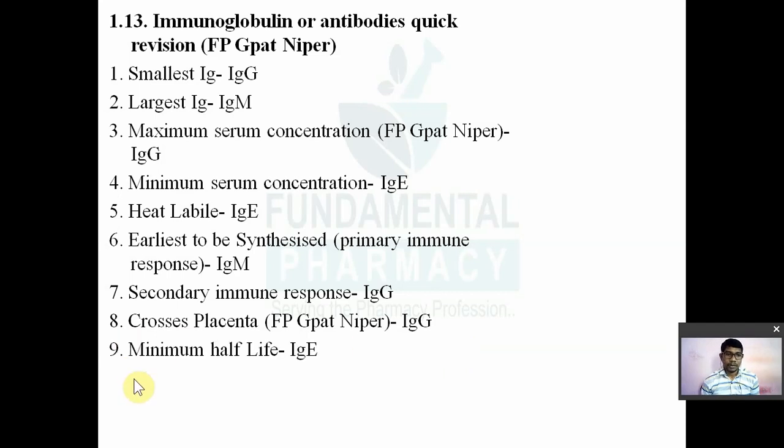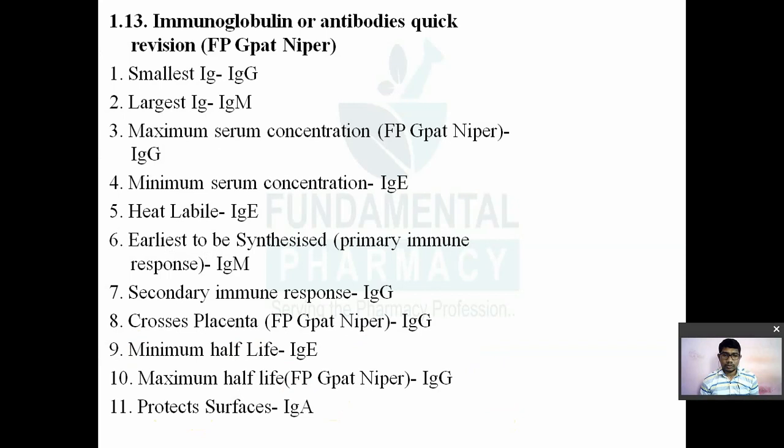in the womb. Minimum half-life containing antibody: immunoglobulin E has the minimum half-life. Next is the maximum half-life antibody: immunoglobulin G has the maximum half-life. Remember, these points are very important for your GPAT, NIPER, drug inspector and other exams.